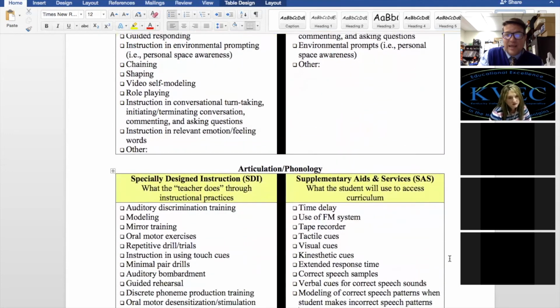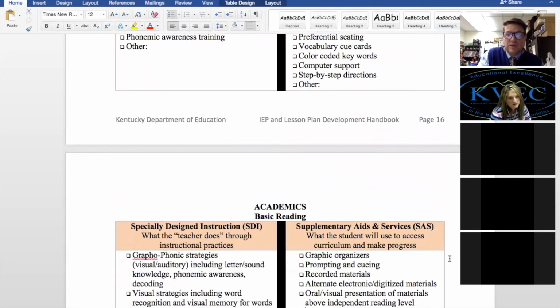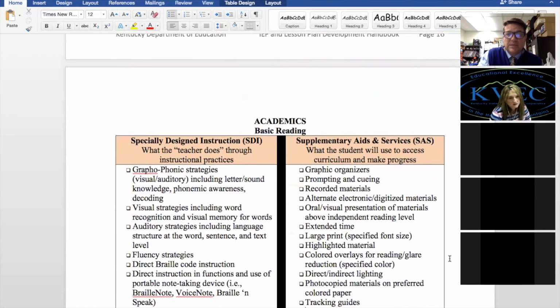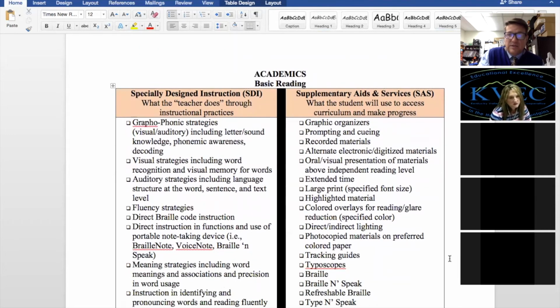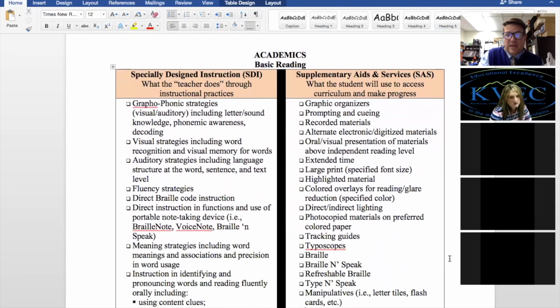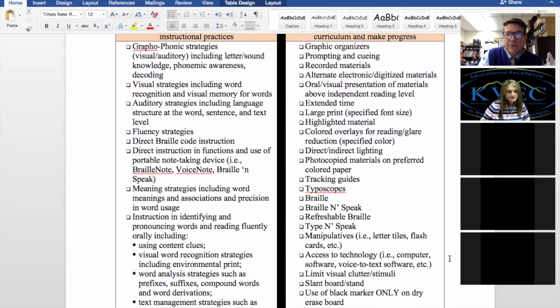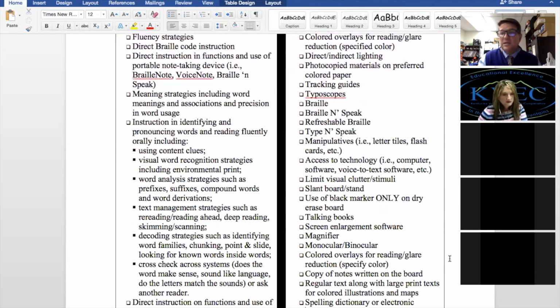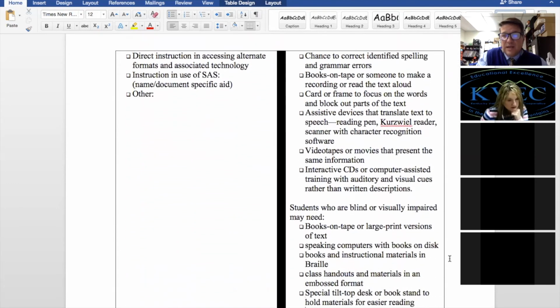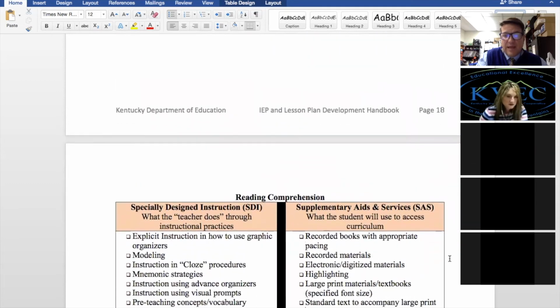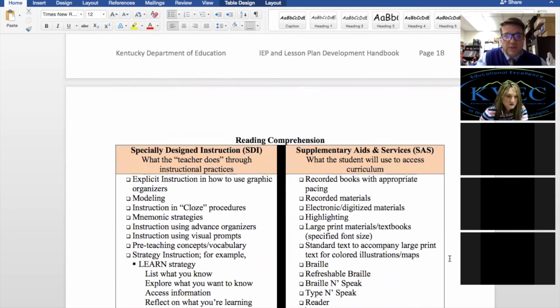This just really gives you, and here's the part that I want to show you, the academics. So you see the academic basic reading, and then you got the supplementary aids and services on the other side. And then it goes on through and it hits reading comprehension, math reasoning, basic math calculation, and some behavior. If you've got kids that are ADHD and they need on task, it talks about that. There's reading comprehension you can see on the screen.